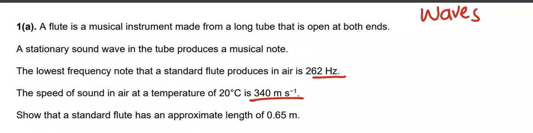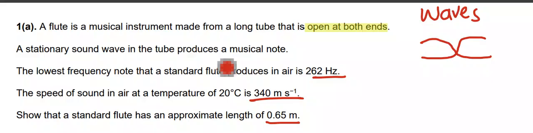Show that the standard flute has an approximate length of 0.65 meters. Now, the very important information given in this question is the fact that the flute is open at both ends. That means we can just sketch out where the nodes and antinodes would be. If it's open at both ends, we must have antinodes at both ends. Remember, antinodes are the open ends, where we have the maximum amplitude.